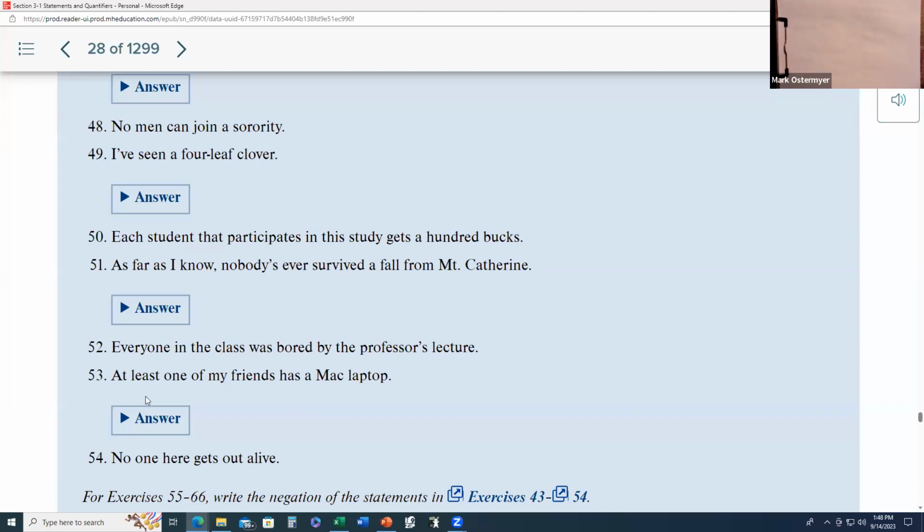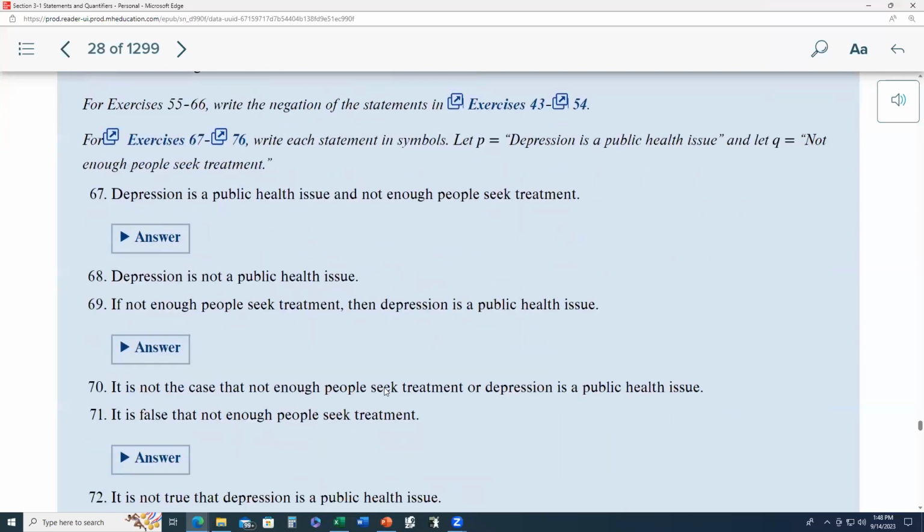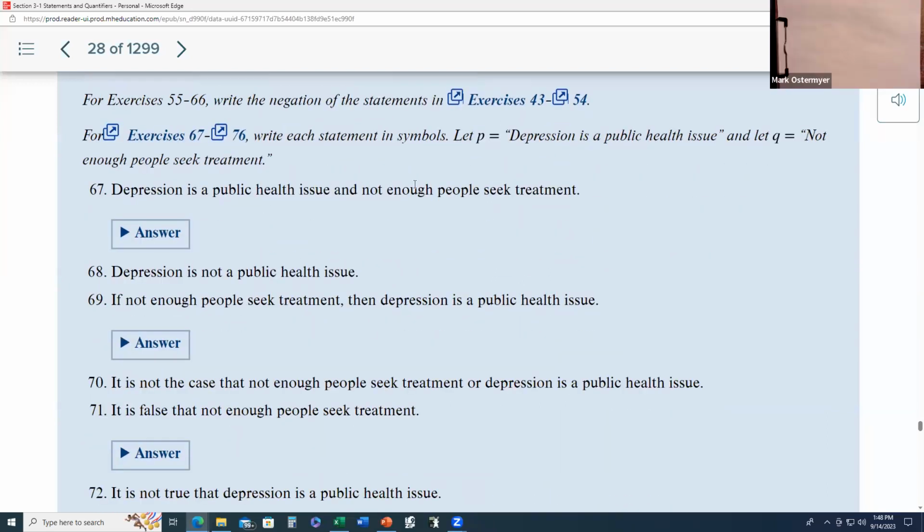Number 53, at least one of my friends has a Mac laptop. Existential. Okay, I think we're good on that. All right, now we're gonna have some fun with a little bit of symbolism here.